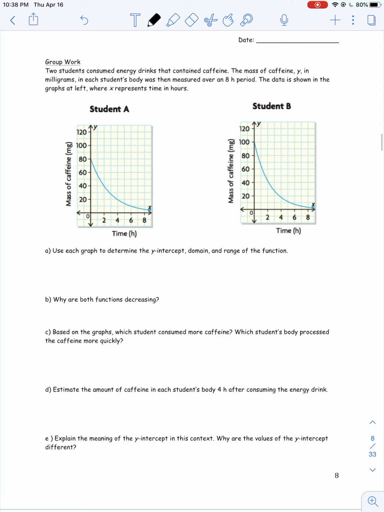So our last example here, we're just going through the characteristics of these two graphs and saying what's the same, what's different. So what we want to do is determine the y-intercept, domain, and range of each function. So let's start with student A. We're talking about caffeine levels and how our body absorbs caffeine over an 8-hour period.